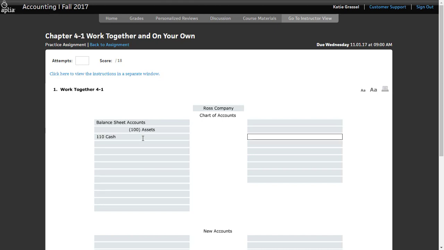Now, the reason that I don't start with 100 is maybe I could have multiple cash accounts. So, therefore, one cash account could be 110, another one could be 109 if I need to add it later.